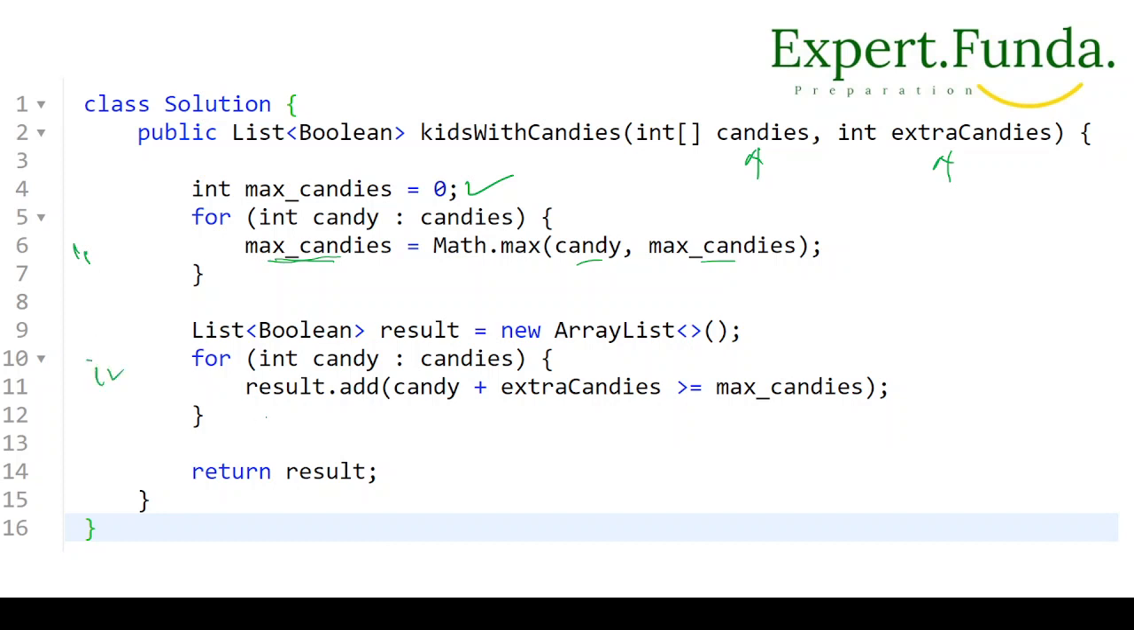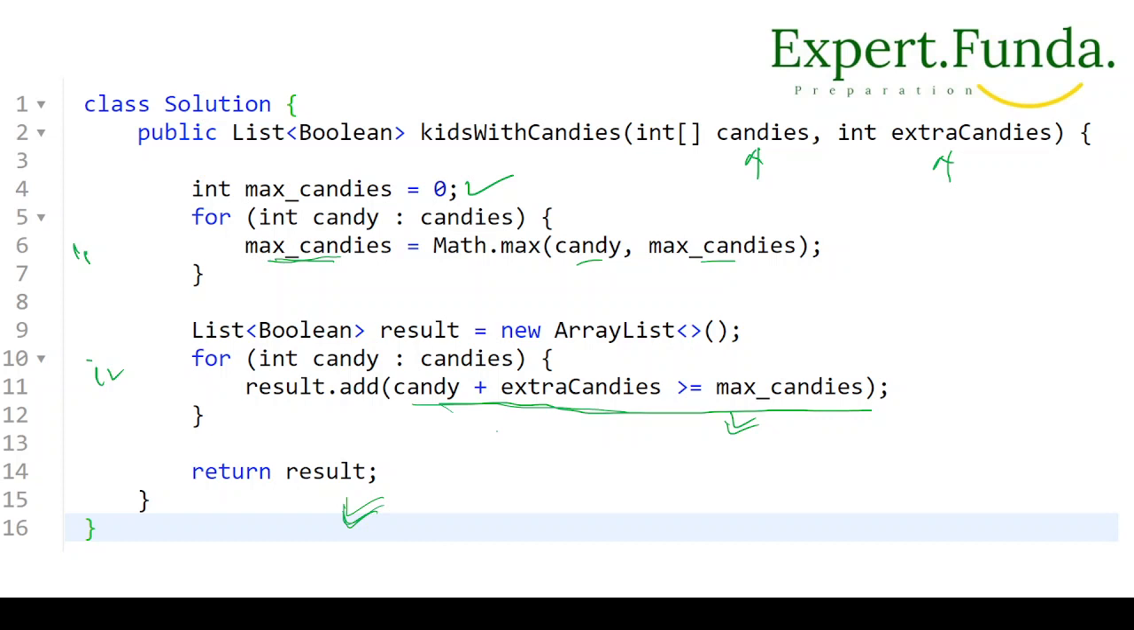So in the second iteration, what will happen? You will add your extra candies onto the candy, and you will check if this is greater than or equal to max candy. If it is greater than or equal to, now your result is ready. You just have to return this result. You will see true or false here only, okay? Because this will give you true or false here. If it is greater than or equal to, it will come true. If it is less than, it will be stored into the result as false, and you will finally return this one, right?